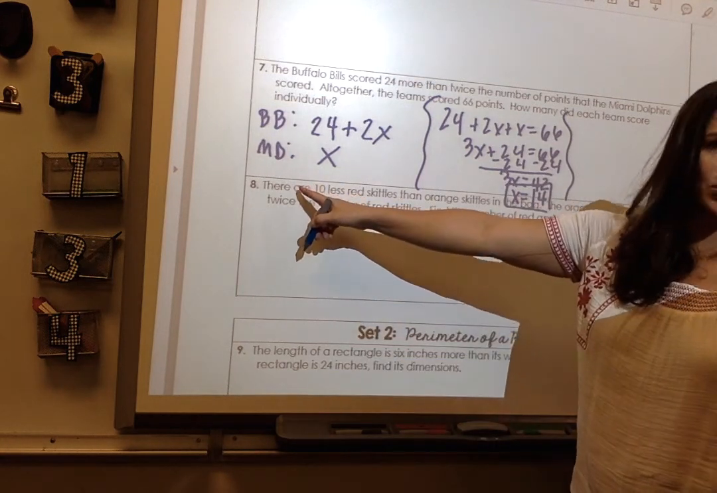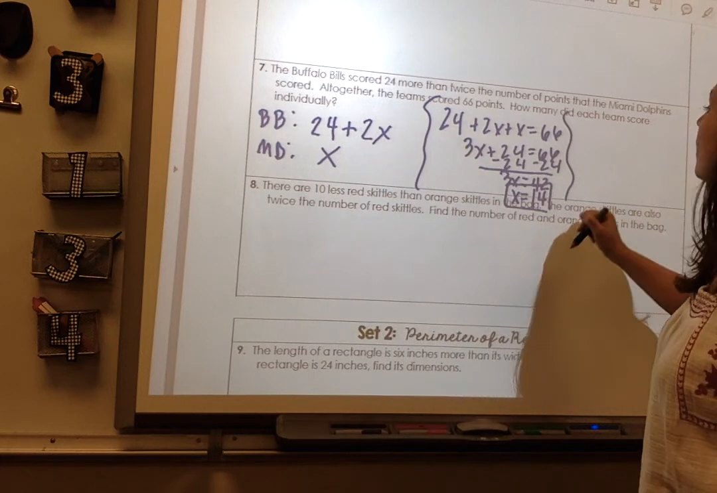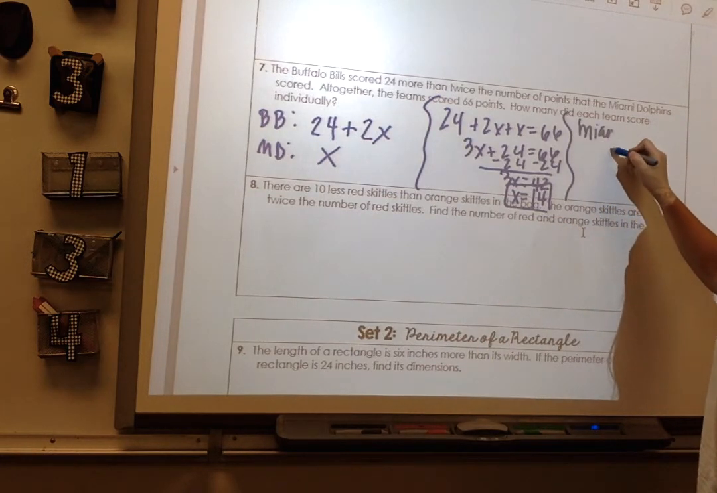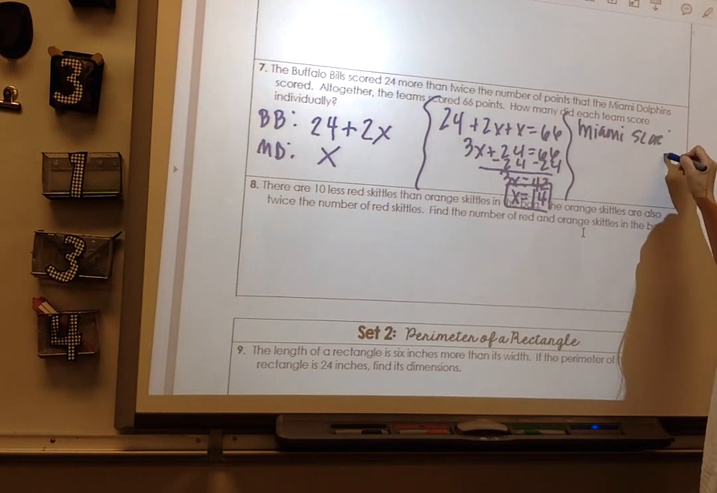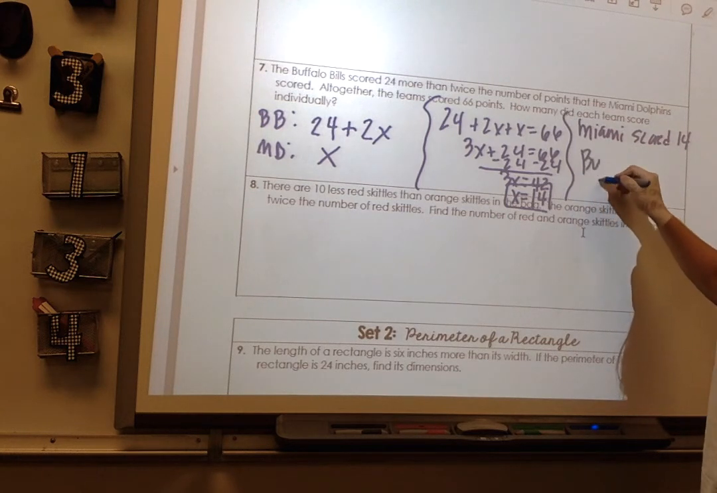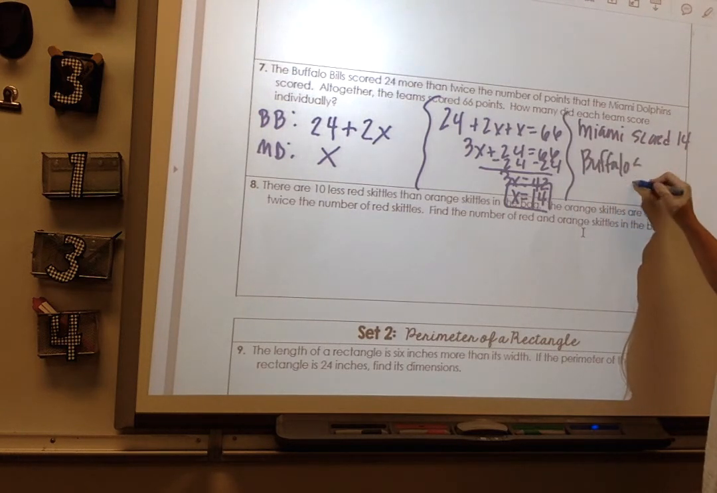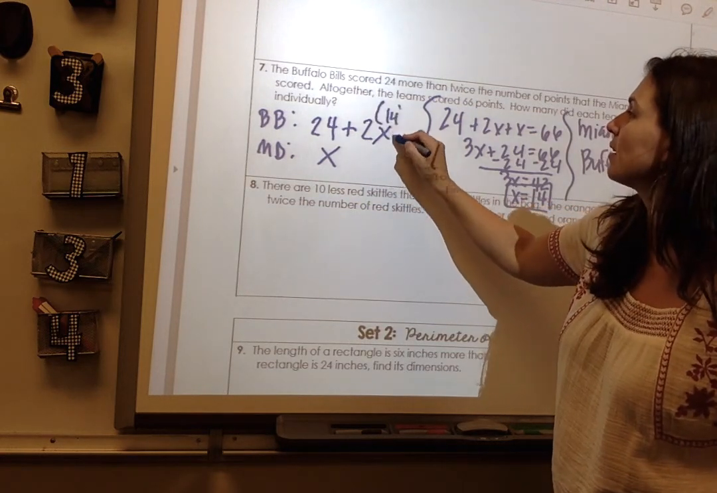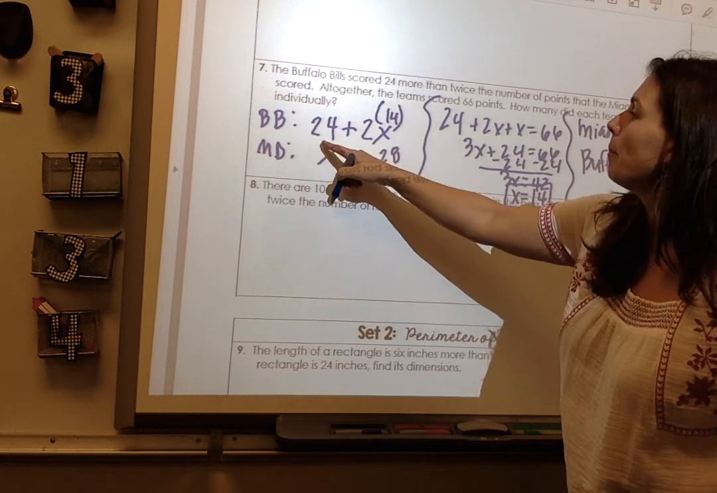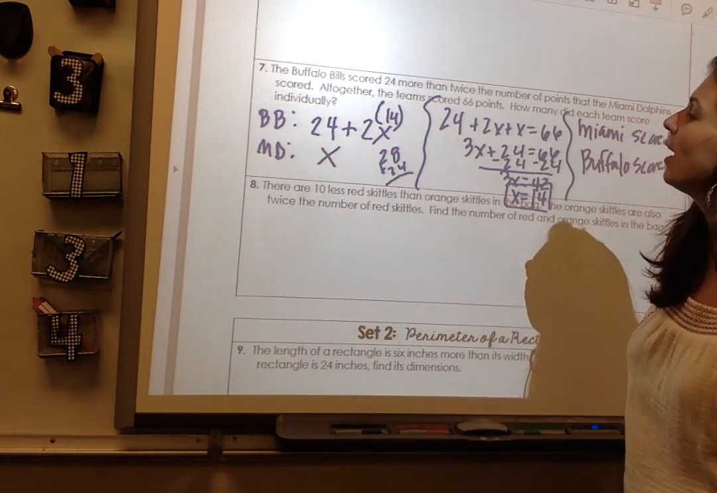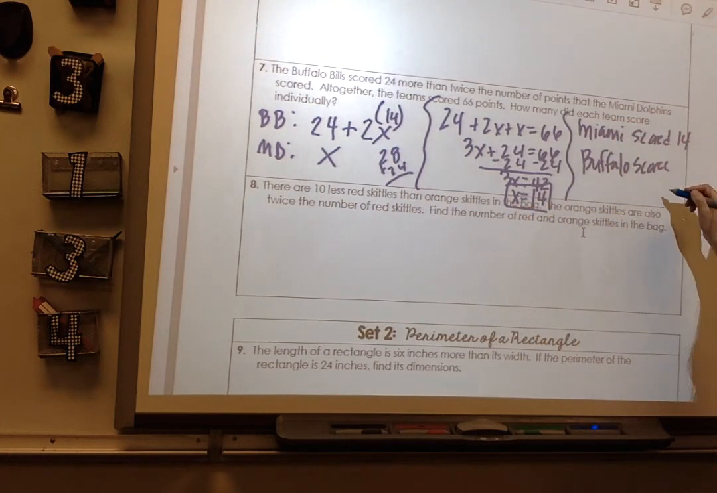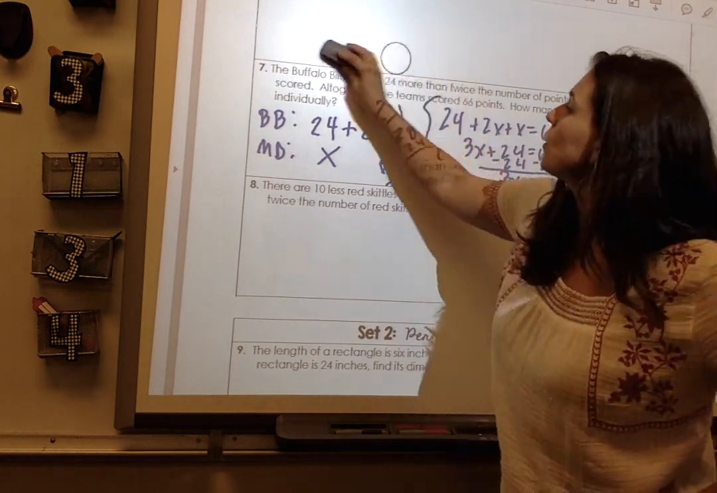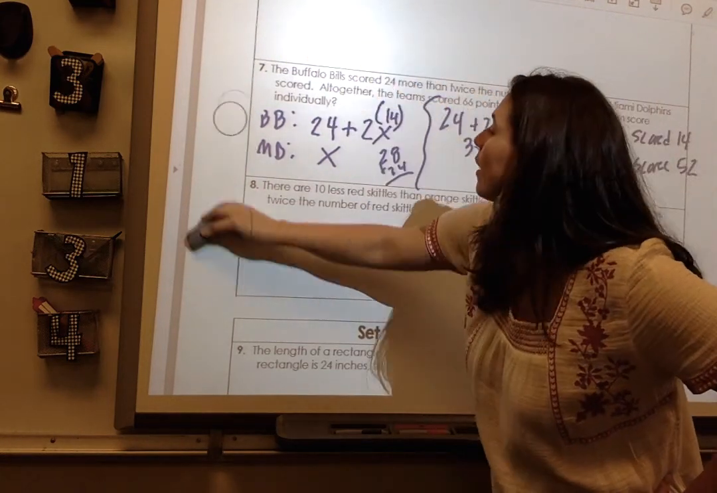X stands for Miami Dolphins, so I know that Miami scored 14. Buffalo scored, what am I going to do? I'm going to plug in 14 for X, and I get 28 plus 24, and so I get 52. And then do they add to 66? They do, so I've checked my answer. Okay, so we did a few problems together there.